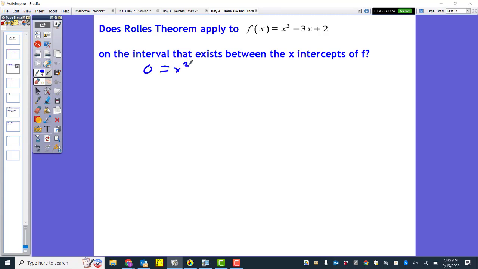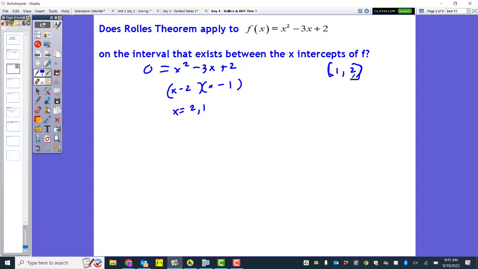0 equals x squared minus 3x plus 2. We'll factor it. x minus 2, x minus 1, x equals 2 and 1. So those are our x-intercepts. So our interval is from 1 to 2.